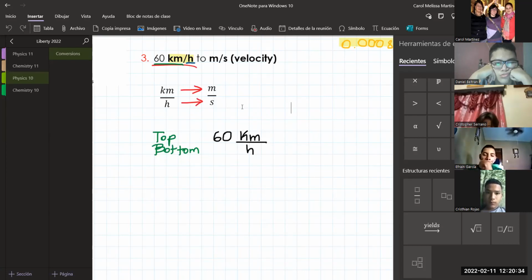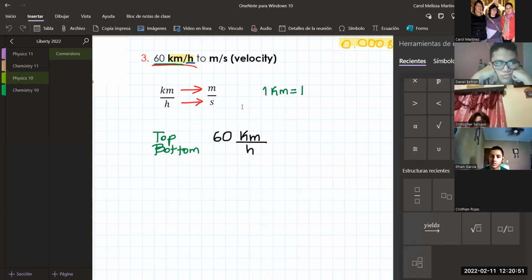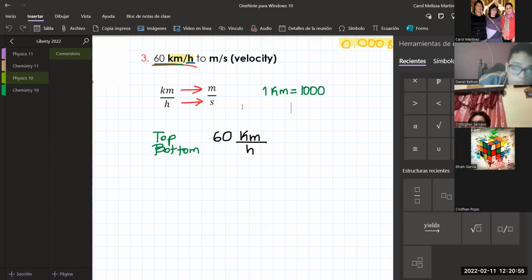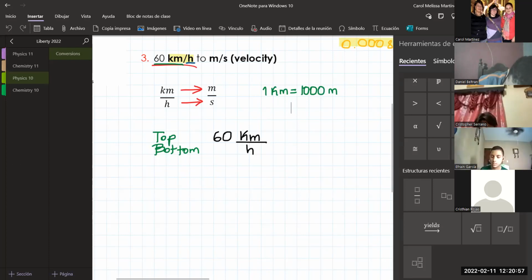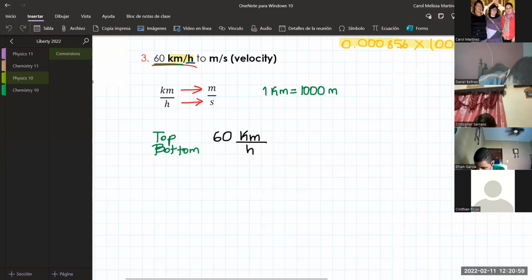So, what conversion factor is between kilometers and meters? How many meters do you find in 1 kilometer, according to the table I sent you? 1,000, sorry. In 1 kilometer, you have 1,000. Okay, that's the first conversion factor. So I'm gonna be working like step by step.